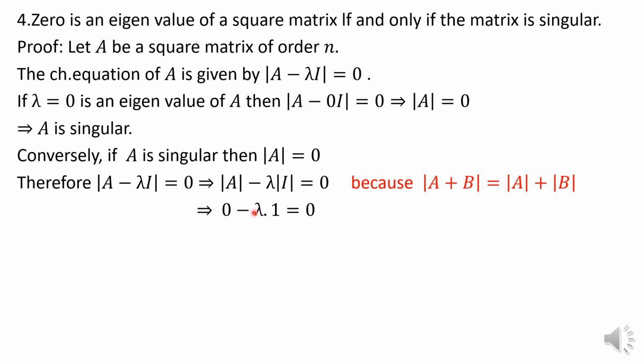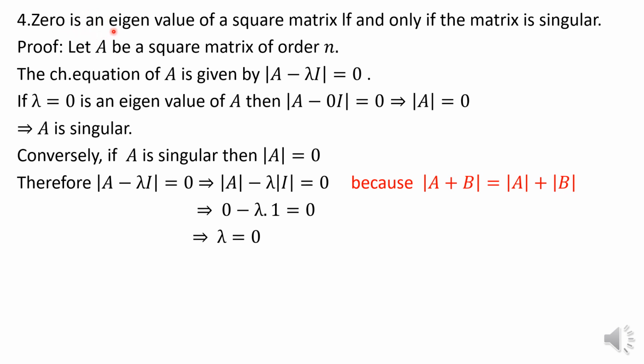So we get minus lambda is equal to 0, or simply, multiplying throughout by a minus sign, we get lambda is equal to 0. So lambda is equal to 0. Lambda means eigenvalue. The eigenvalue is 0. So what have we taken here? We have taken A is singular. A is singular. What have we proved here? Eigenvalue lambda is equal to 0.